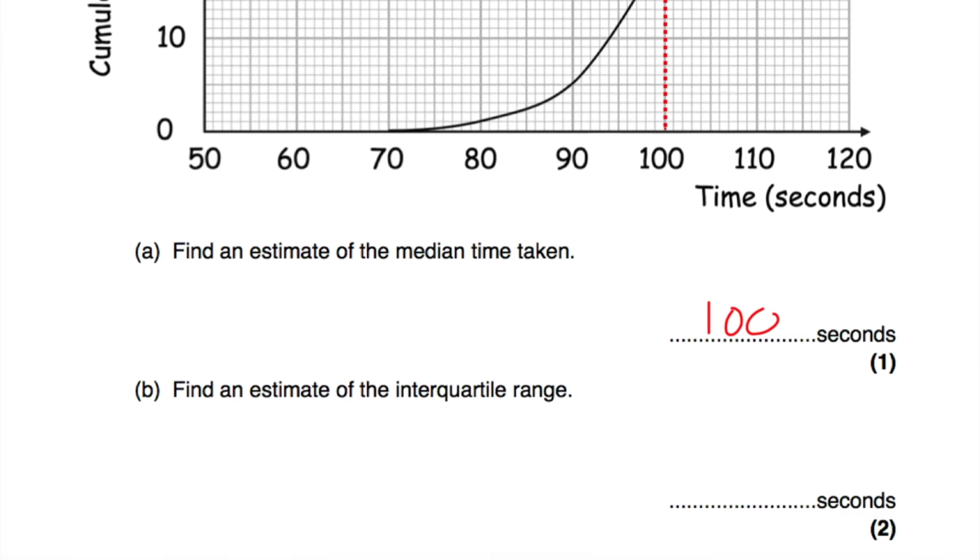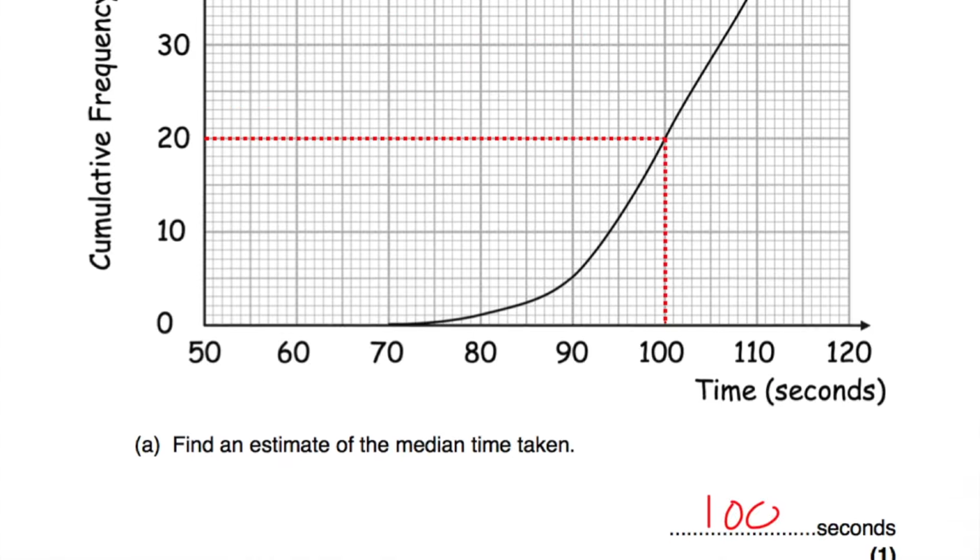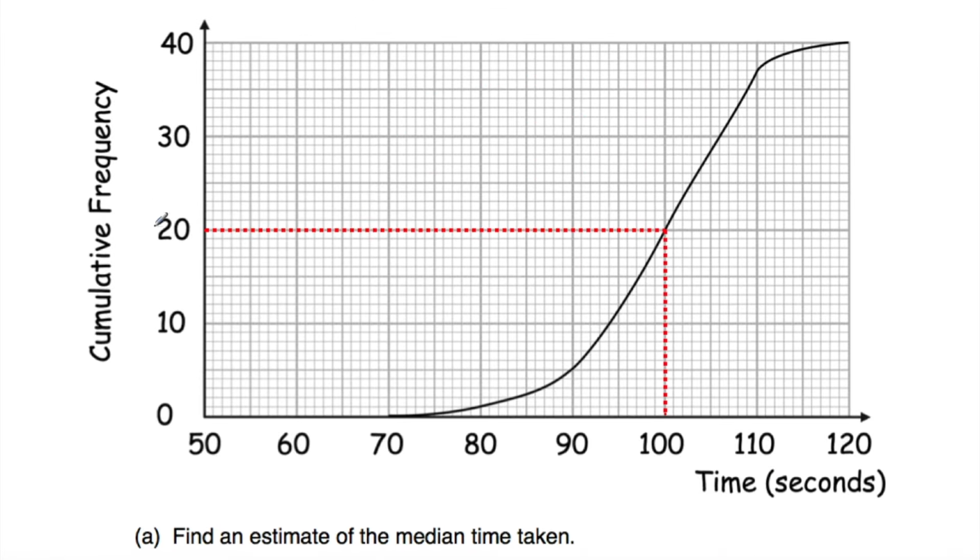Okay, part B. We've been asked to find an estimate for the interquartile range. For the median, we went across from 20. Well, for the lower quartile, we're going to half that, so that'll be 10. Or we could do a quarter of 40, which is 10. So let's find the lower quartile to begin with by going from 10 across and down.